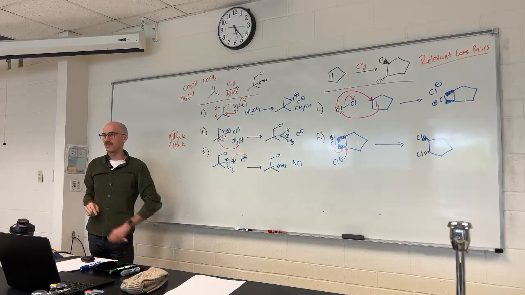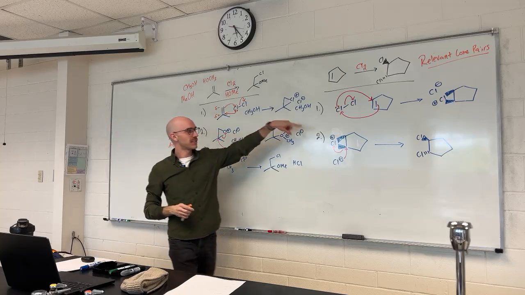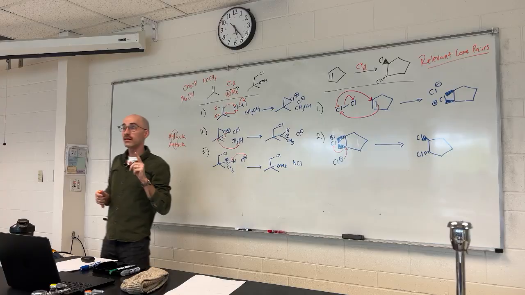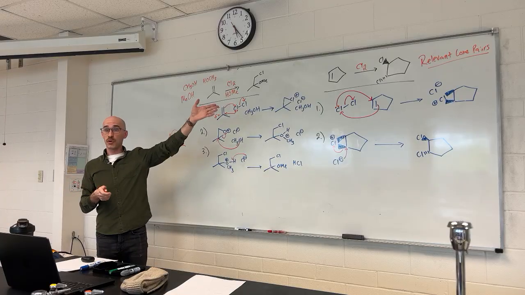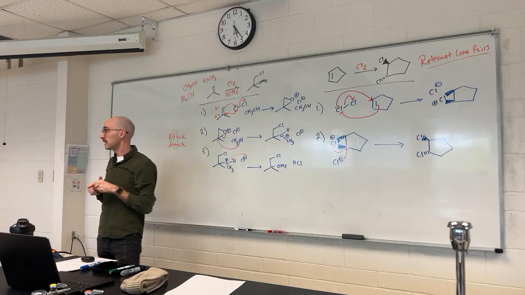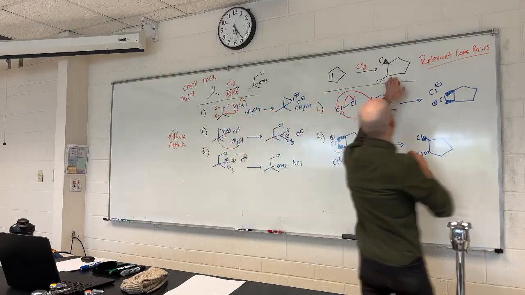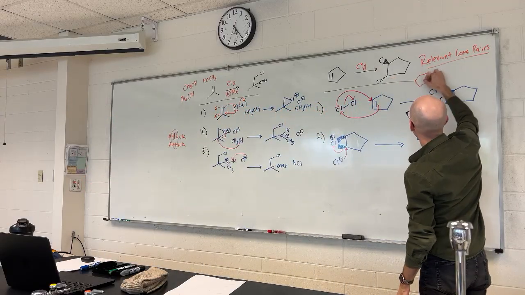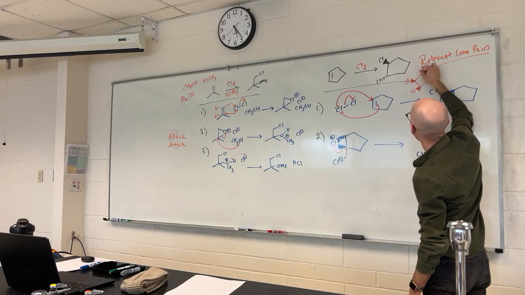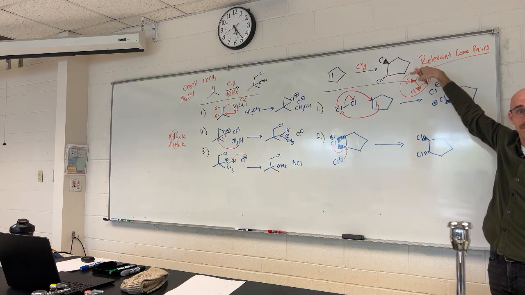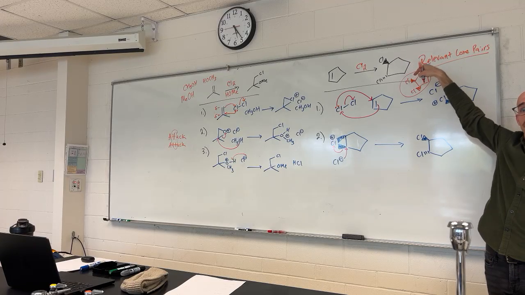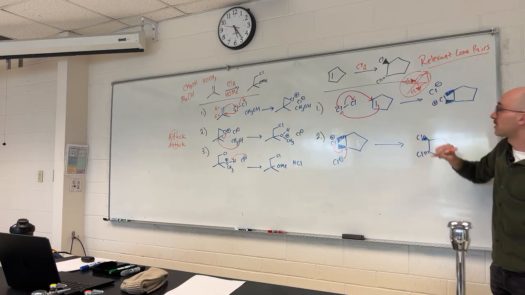Because it doesn't matter. Why do the wedges and dashes matter here? Cis versus trans. This proves to us that it's an anti-addition mechanism, which impacts the chirality. We got a chiral product. We did not get a meso product. Meso would have been syn addition, and this is not a syn addition mechanism. This is an anti-addition mechanism.